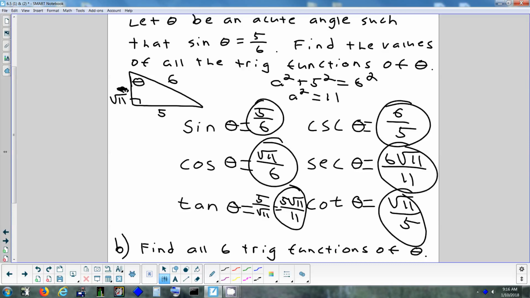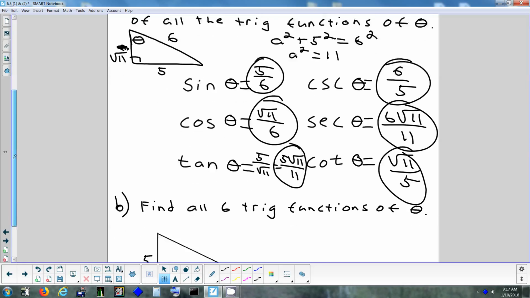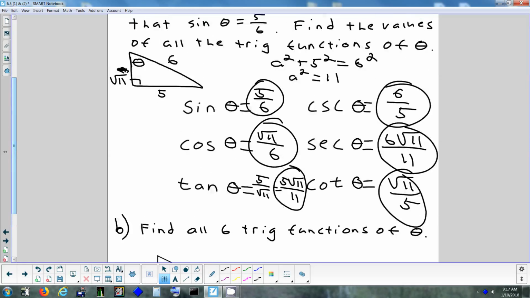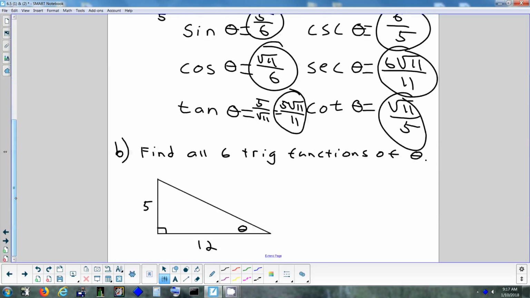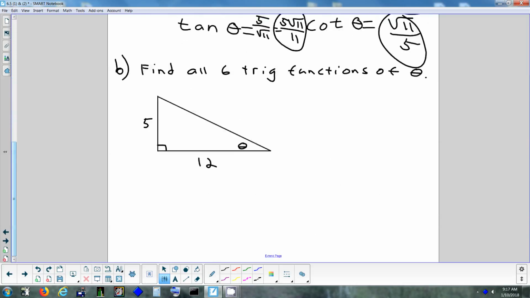Any one of those 6 pieces of information is enough to figure out how big is that angle. Is it 37 degrees? Is it 56.2? How big is it? You could give me any one of those and I could figure it out. We'll talk more about that later. Okay. Any questions on that? All right. Why don't you take a second and see if you can do all 6 trig functions for this triangle.